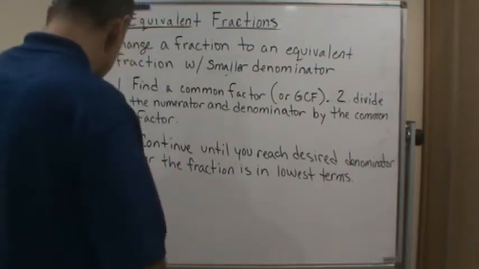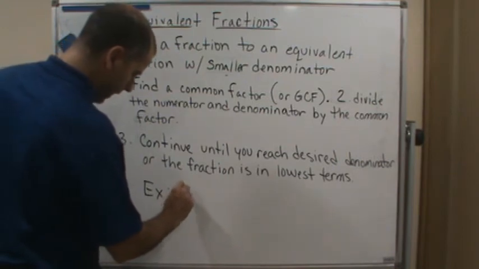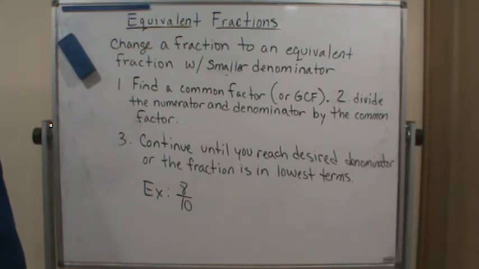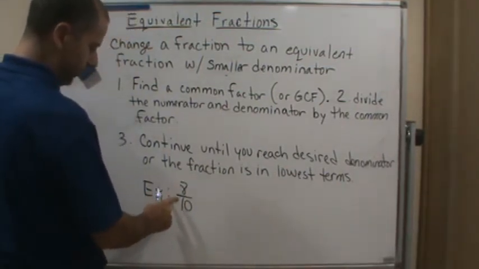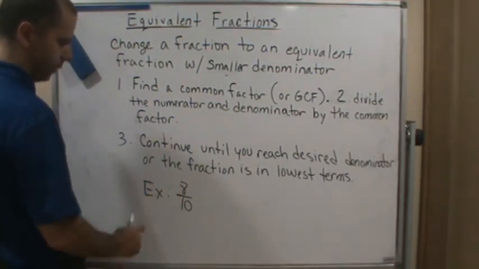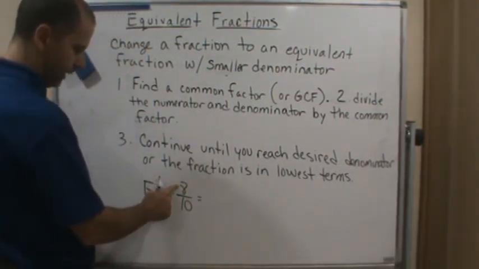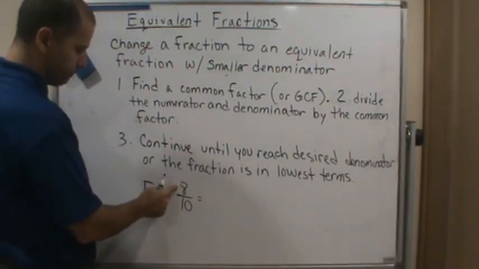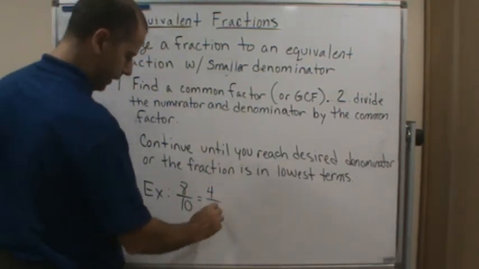So let's do a quick example. So let's say I've got 8/10. And I want to reduce that to lowest terms. So the easiest way to do that is I want to find the greatest common factor of 8 and 10. So what's the largest number that will divide both 8 and 10? Well, that's 2. So what I'm going to do is divide 8 by 2, and I'm going to remember, whatever you do to the top, you must do to the bottom. So if I divide 8 by 2, I'm going to get 4. And so I'm going to have to divide 10 by 2, and I get 5.